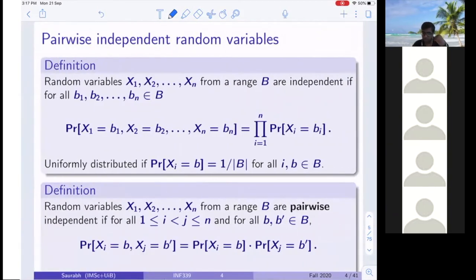Now, let me first define the notion of a pairwise independent random variable, or two-wise independent random variable. For all i and j, and for all b, b prime in B, the probability that xi takes b and xj takes b prime is the product of the individual probabilities. When I say independent random variables, for any assignments of x1 to xn from the range B, it's a product of the probabilities. But here I'm saying, I don't know about everything else, but if you give me two of them, whatever values the two of them take, their probability is a product.